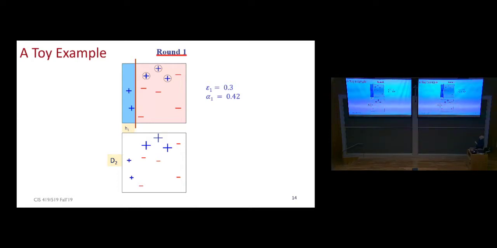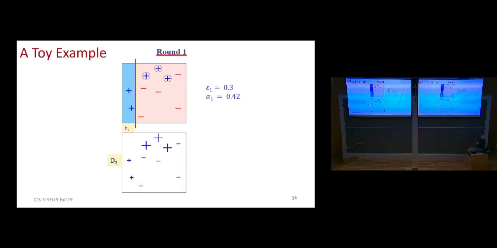What you can see is that I made 3 mistakes, right? These circled pluses are pluses that are in the negative region. I made a mistake on them. So my epsilon 1 is 0.3. 3 out of the 10 are mistakes. And the distribution is uniform. Each example weighs 0.1. And if you do the math, you will see that if epsilon is 0.3, it means that alpha 1 is going to be 0.42.